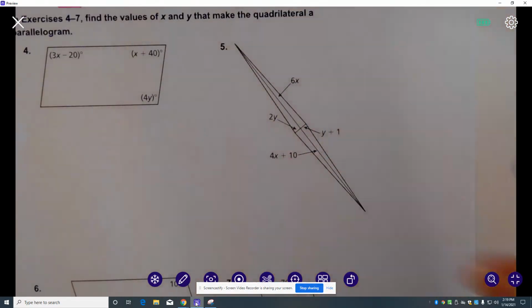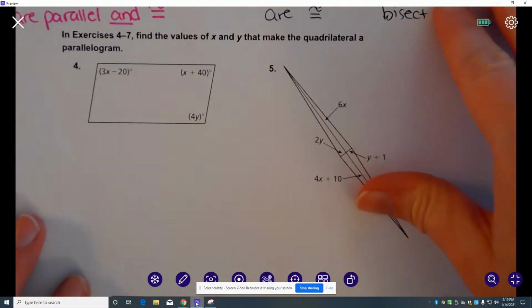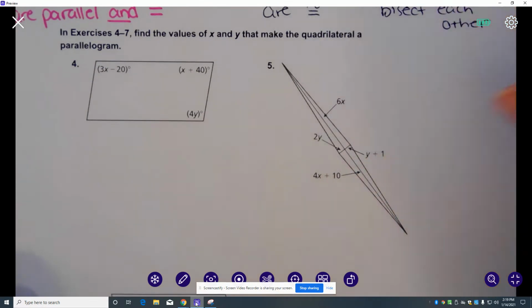So on page 209, in 4, 5, 6, and 7, we need to find the values of x and y that make the quadrilateral a parallelogram. And so in each of these, we have to figure out what properties we know about parallelograms and how to prove that they're parallelograms to help us set up some equations to solve for x and y.